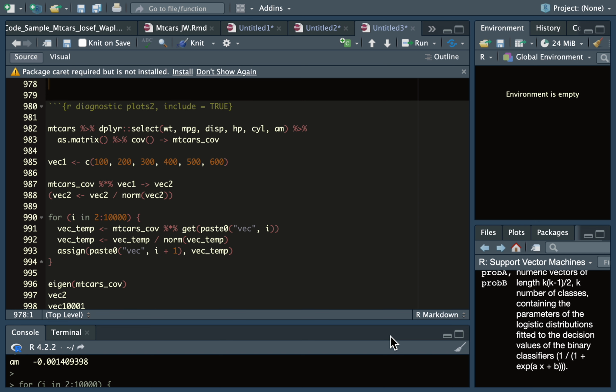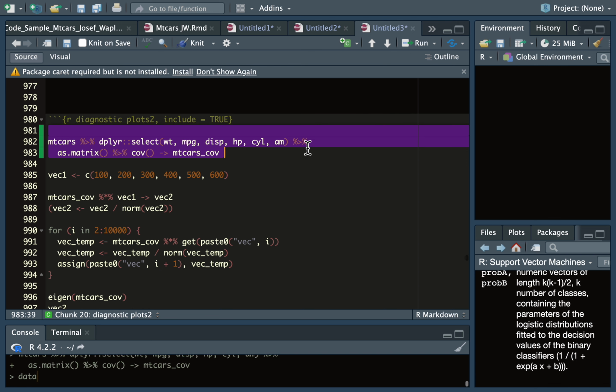But here's an interesting, different way that I think reveals something about eigenvectors, and I'll show you in the code. I'm taking mtcars and selecting 6 of the columns: weight, miles per gallon, displacement, horsepower, cylinder, and transmission. I'm turning it into a matrix and multiplying the matrix by its transpose to get the covariance matrix, saving that as a data frame called mtcars covariance.